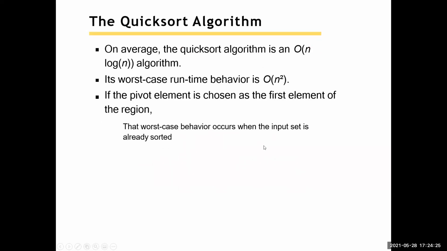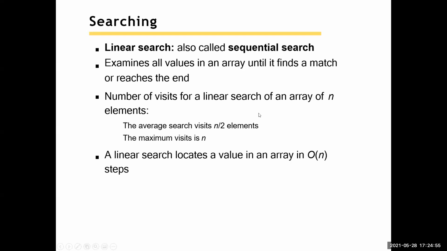So on average, it's going to be a big O n log n algorithm. Its worst case is going to be O(n) squared. That is, if you're not choosing the pivots the correct way, or we put the worst scenario on it. If the pivot was always the first element, it would be basically like the first sort that we had. So that's the way we're doing the sorting.